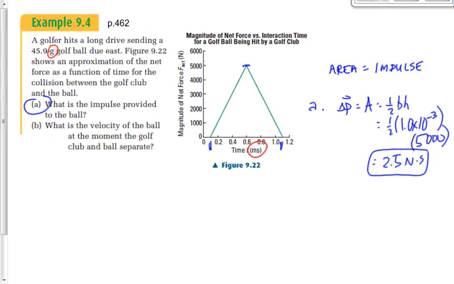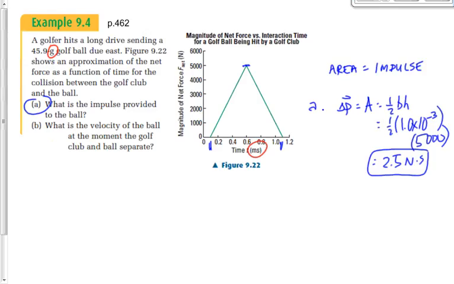Now, if you're a good golfer, maybe you could provide more impulse to the golf ball by applying more force, or by keeping your club in contact with the ball for more time. But in this case, there's that much impulse supplied to the ball.